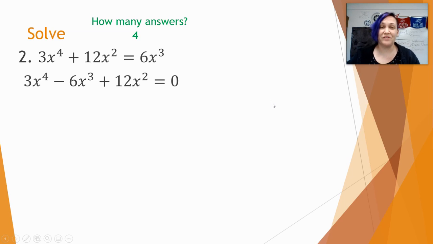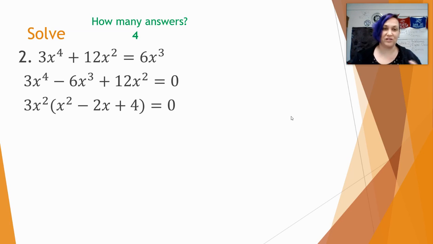Also, similar to our previous problem, I will be factoring out a GCF. In this problem, I can factor out more than just a variable. So I can factor out a letter x. In fact, I can factor out an x squared since x squared is the smallest exponent. But I can also factor out a 3 since all of these numbers are divisible by 3. So 3x squared outside.